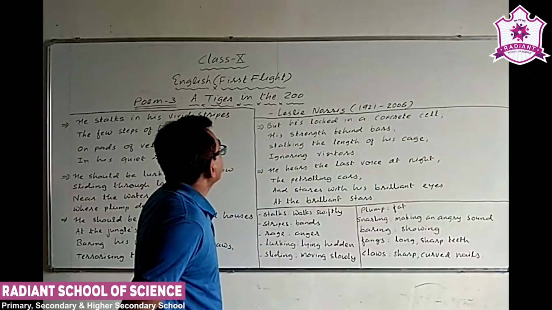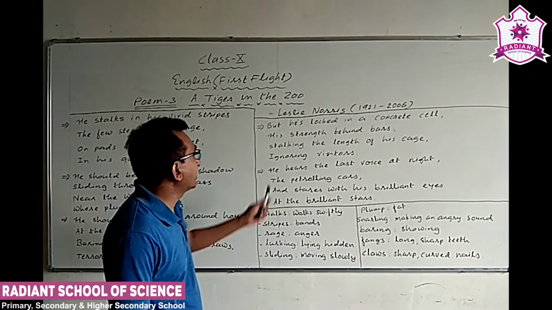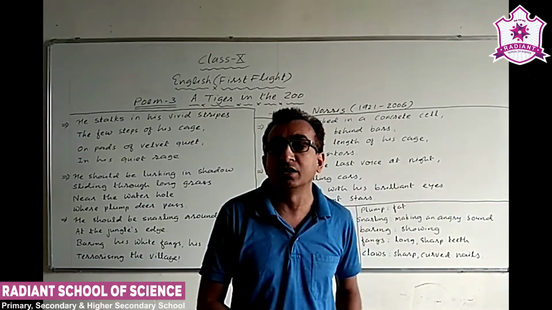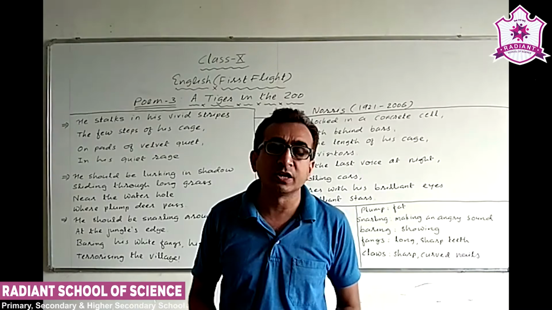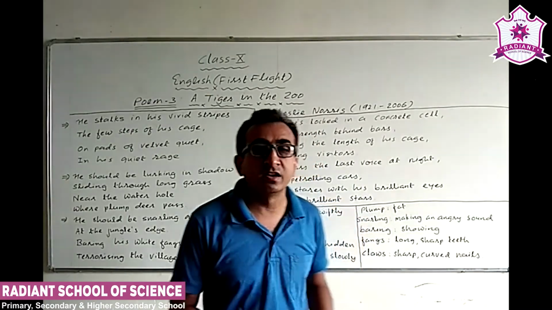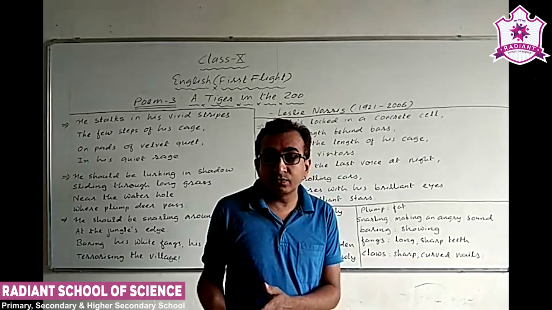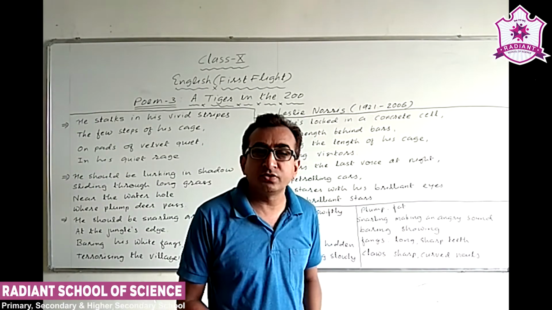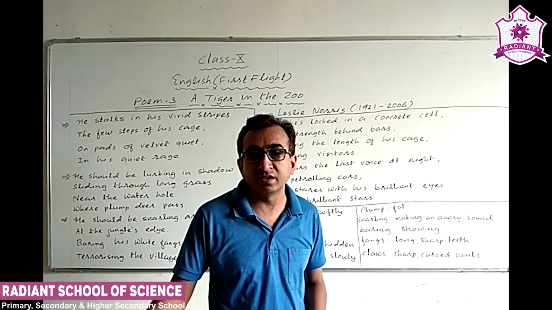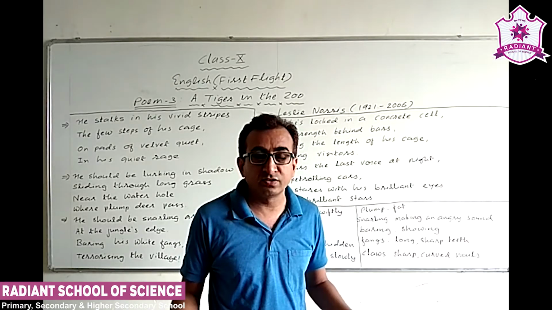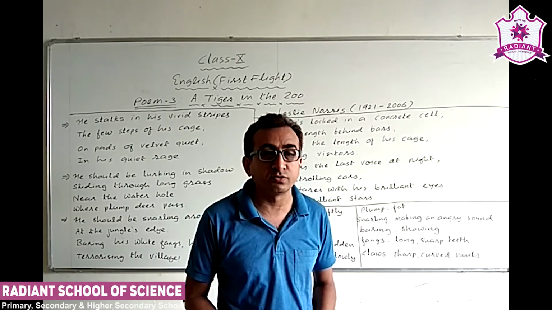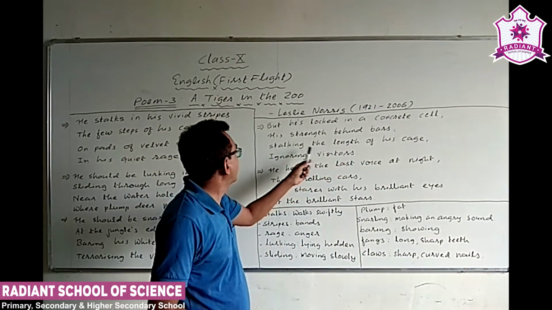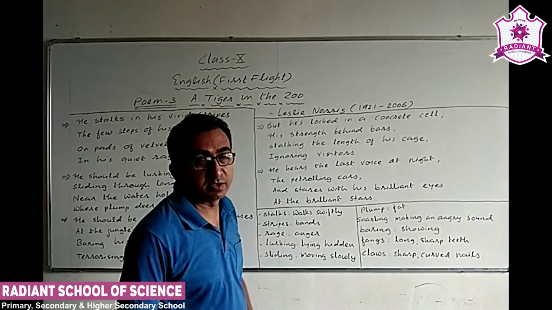So his strength behind bars: all the strength that the tiger possesses, as he is a very, very strong animal. As we all know very well, he is a very strong animal, but the tiger which is kept in the zoo is very weak, not in a position to show whatever strength he would possess. So he is not at all in a position to show that strength. So, his strength behind bars, stalking the length of the cage.